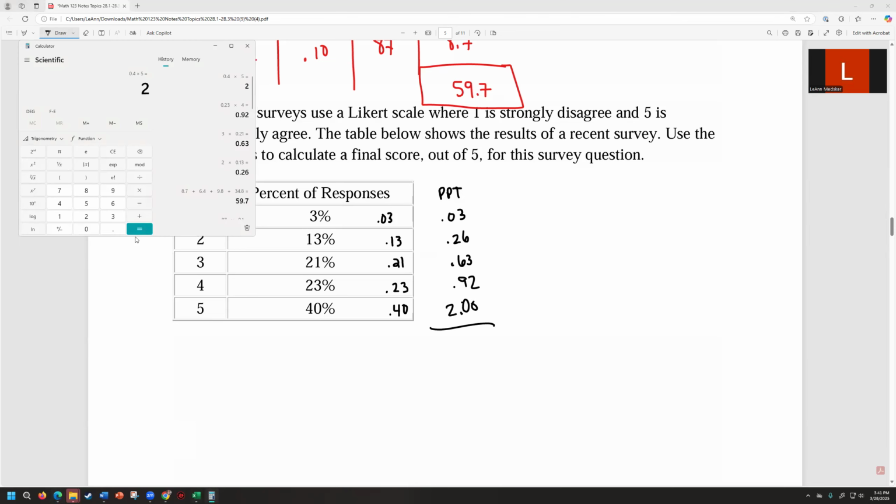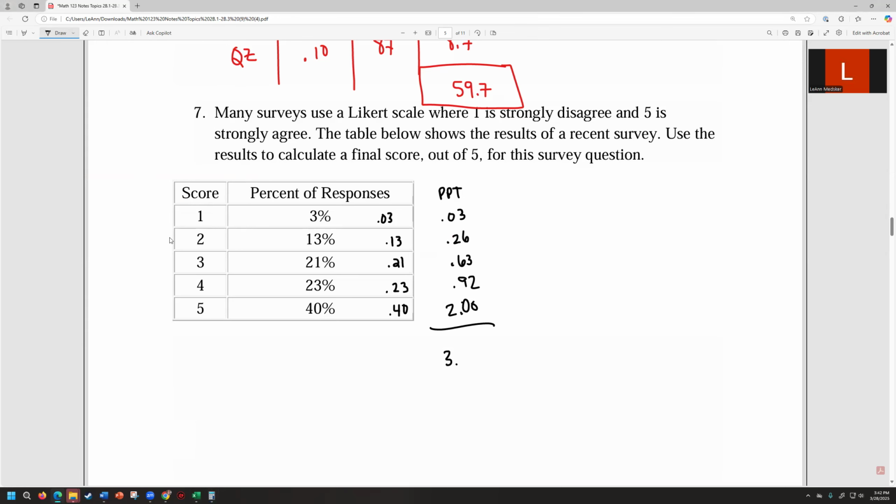So if we add these up, we have 2 plus 0.92 plus 0.63 plus 0.26 plus 0.03. That is going to be an average score of about 3.84. So what they're telling you there is that we're closer to agree than to neutral.